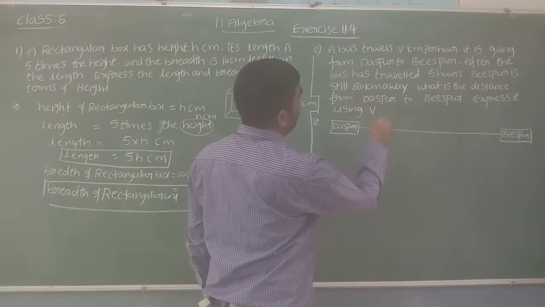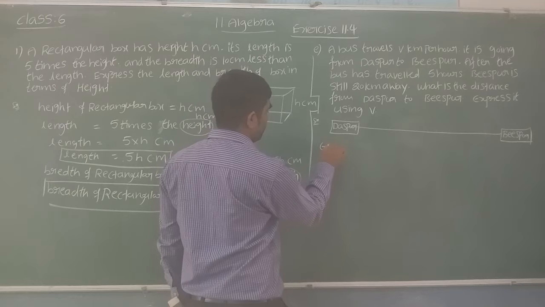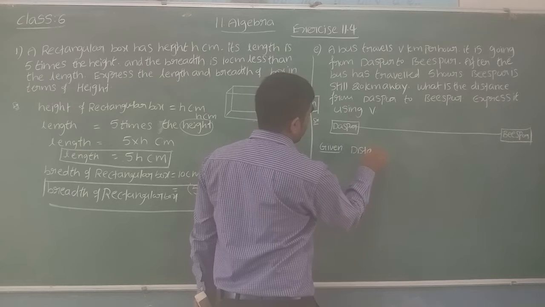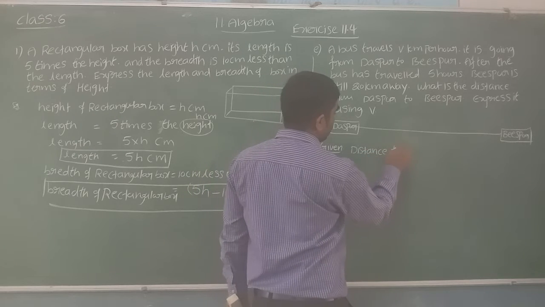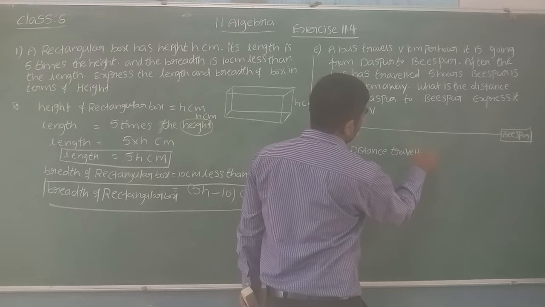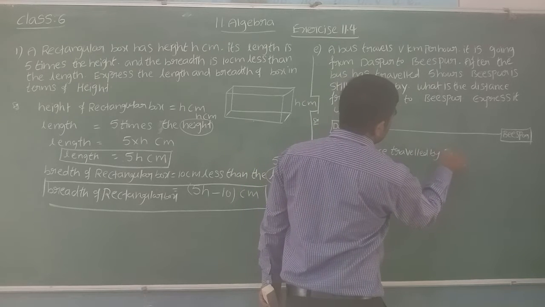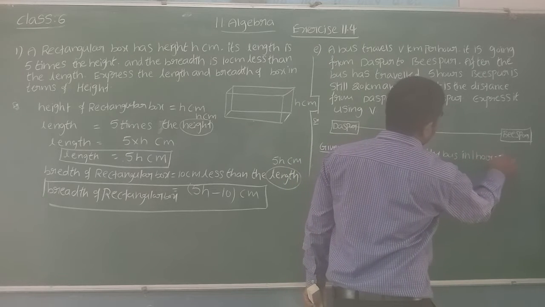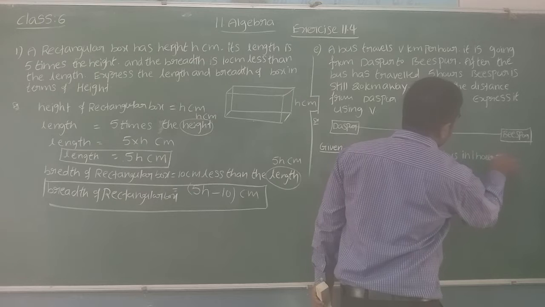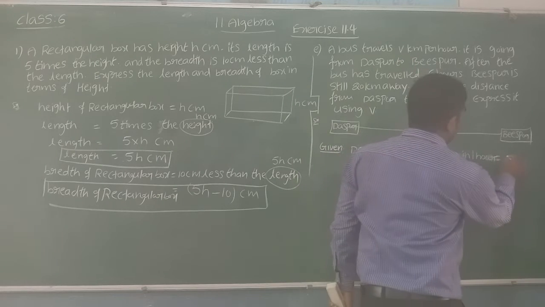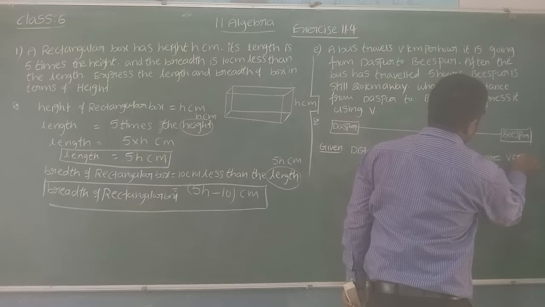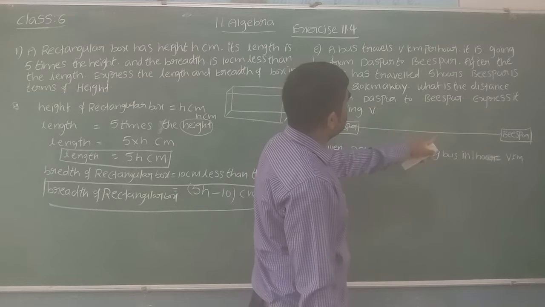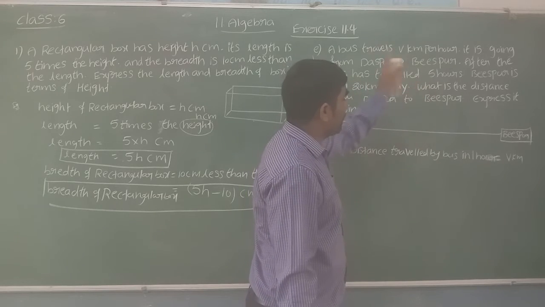A bus travels V km per hour. So what is given here? Distance traveled by the bus in 1 hour. So how much distance is traveled in 1 hour? V kilometers per hour. In 1 hour it is going to travel V kilometers. Now you see, from Daspur to Bijpur, after the bus has traveled 5 hours.